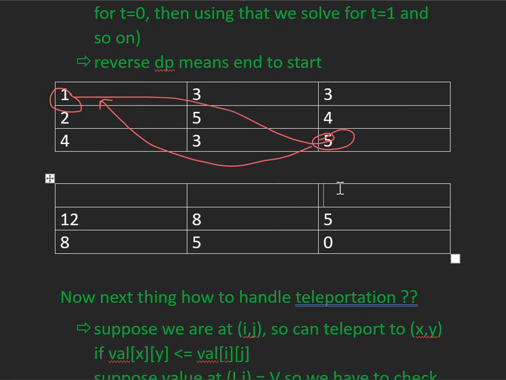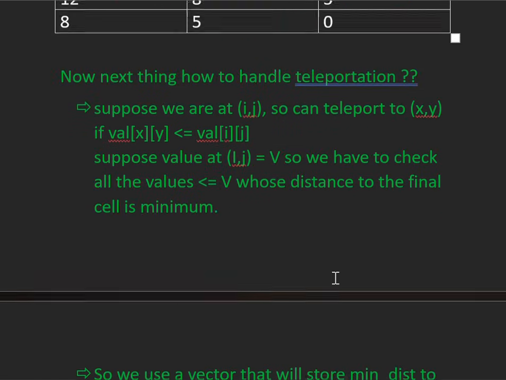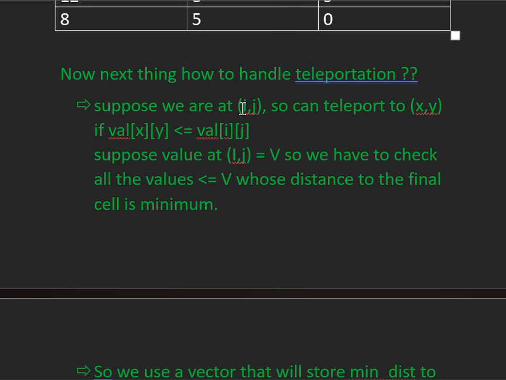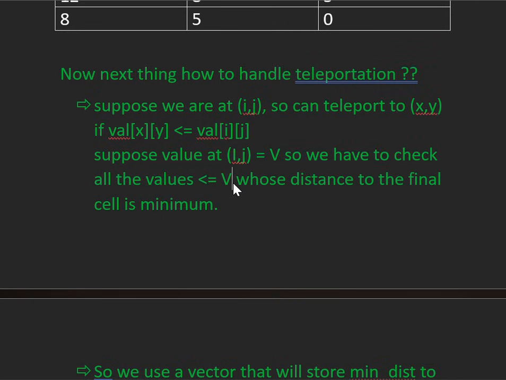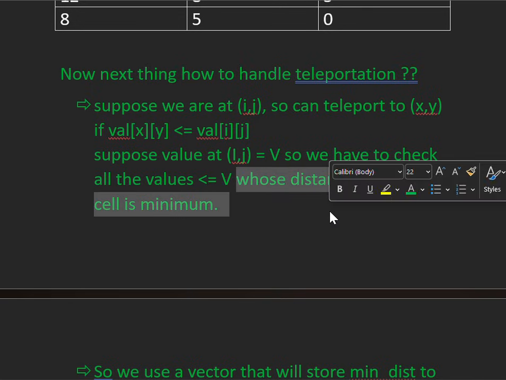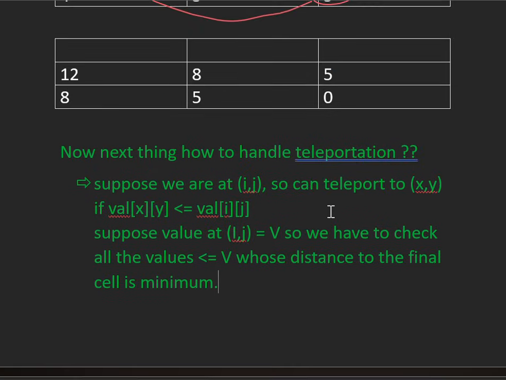So now the next thing is how we will be handling teleportation. For teleportation, suppose we are at some point i comma j, and we can teleport to x comma y, and the condition is that the value at x comma y should be less than or equal to the value at i comma j. This is given in the question. Suppose we assume that the value at i comma j is equal to v. Now we have to check all the values less than or equal to v, because those are the only allowed cells, and we'll be taking that cell whose distance to the final cell is minimum, right?